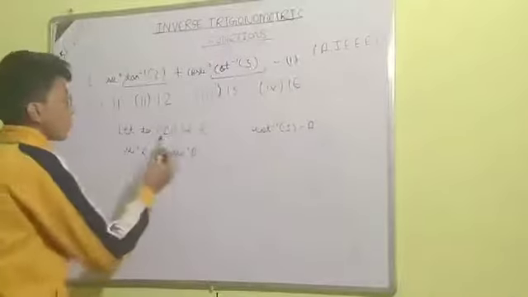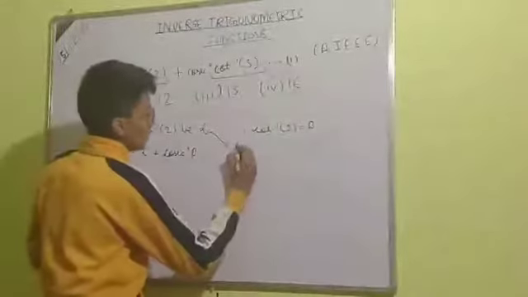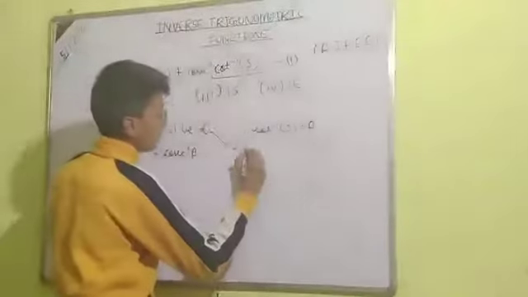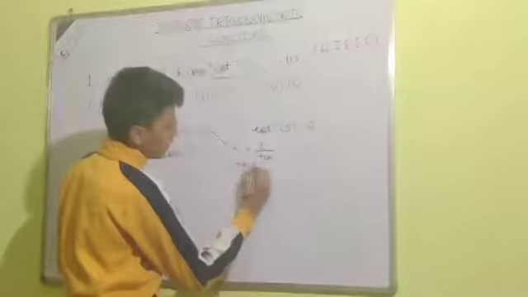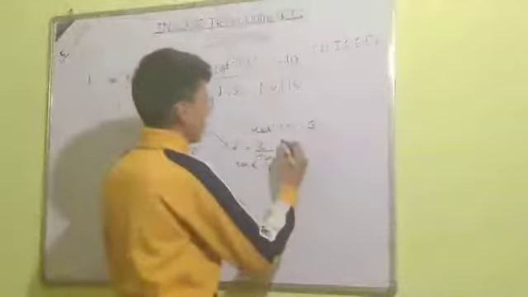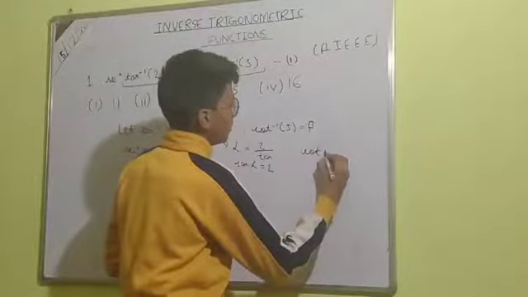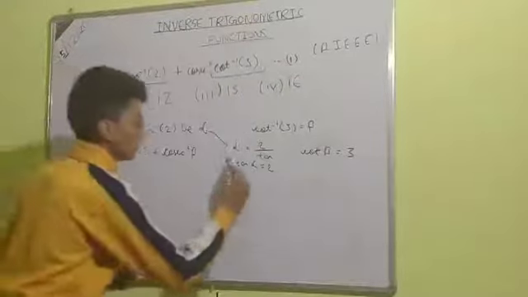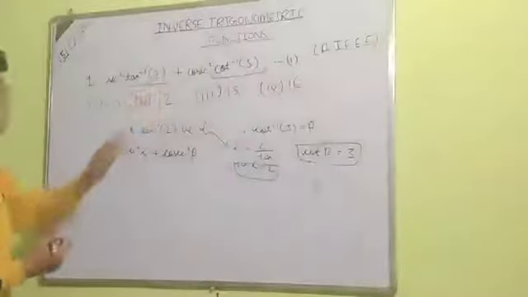So from here we can see that 2 upon 10 is equal to alpha, that is this. From it we can write 10 alpha is equal to 2, and same in this case we can write cot beta is equal to 3. So these are two values which we have obtained from assuming these things.